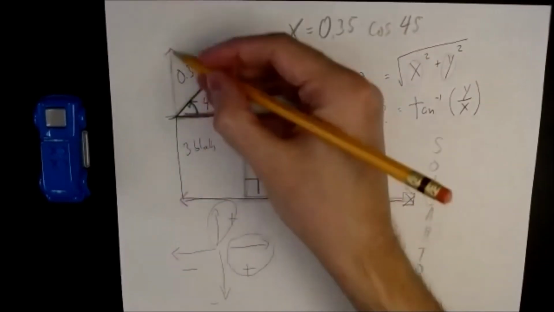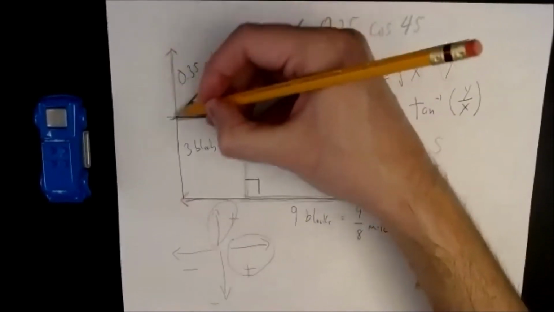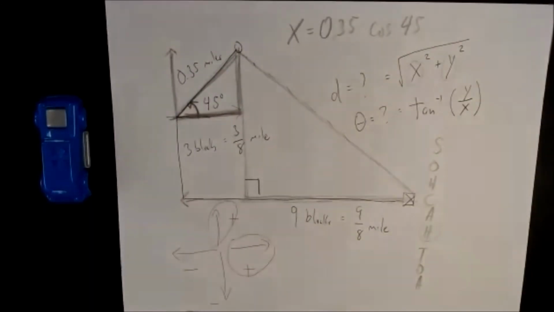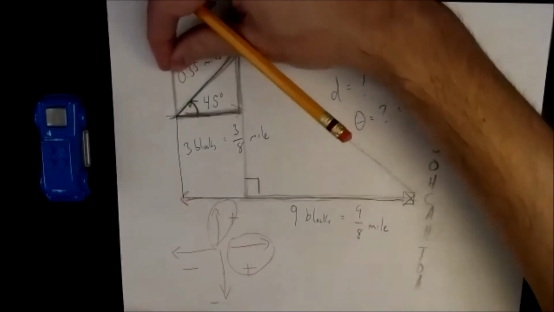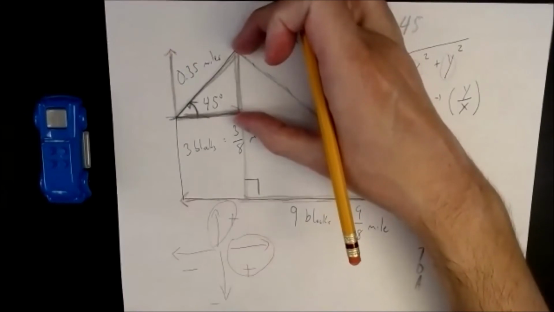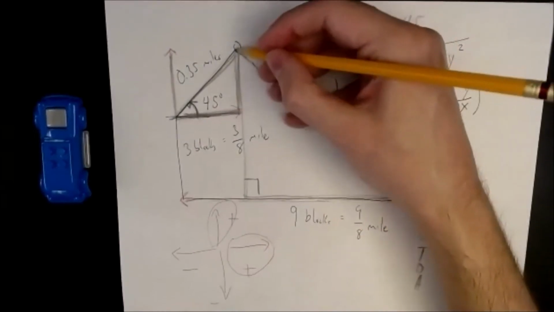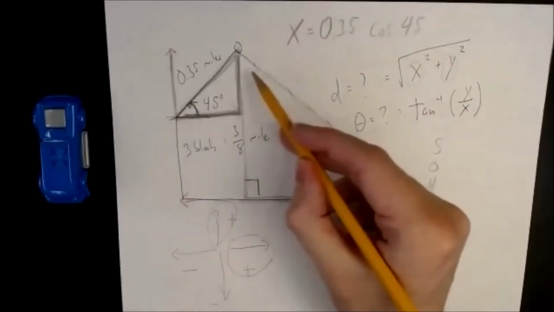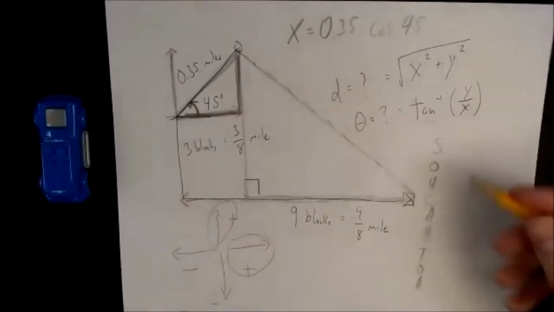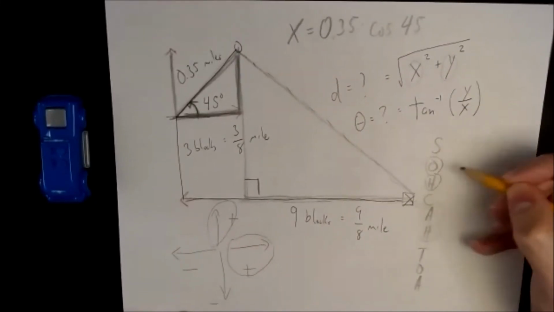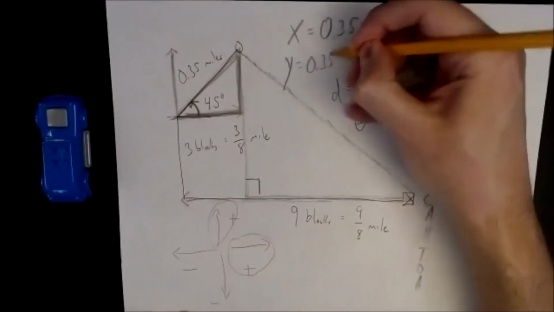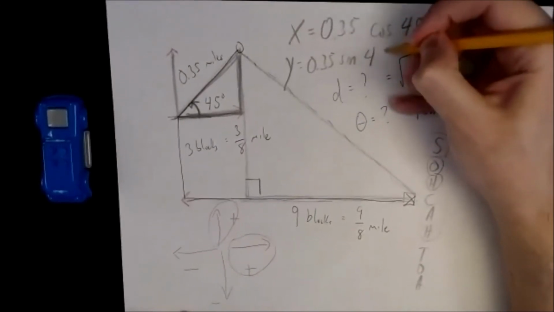We can do the same thing with y. And y, you see here, okay, that's not adjacent to anything. It's not opposite of anything. But I can always imagine picking this up and plopping it down over there. This is going to be the same length as that over there. And this is the opposite of that angle. This over here is the opposite of that angle. Therefore, opposite over hypotenuse means that we need to use sine. So the y is going to be 0.35 sine 45 degrees.